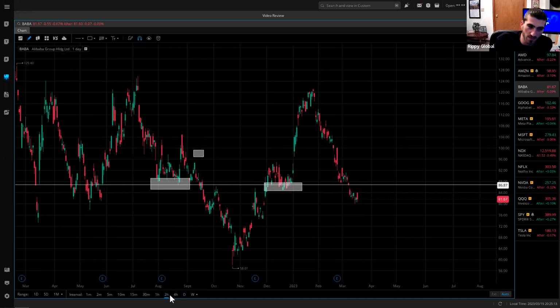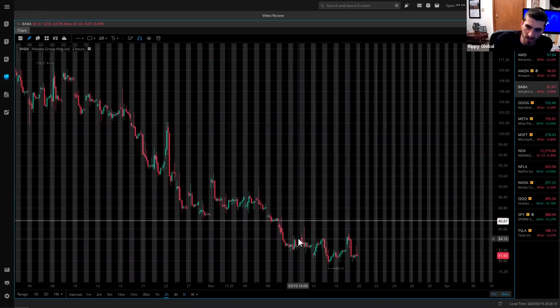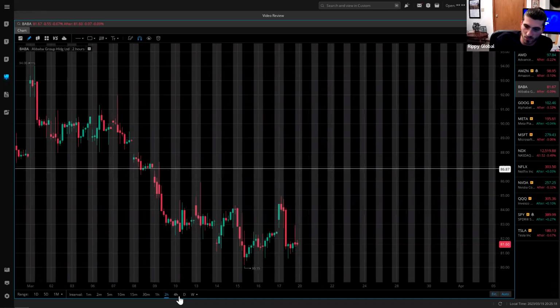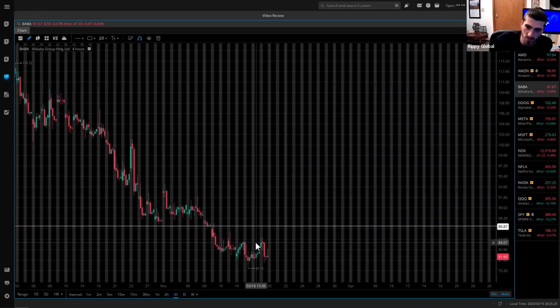So when I'm playing Baba at this point, I missed the initial breakdown. So I'm looking at where I can enter for the lowest risk on puts, but also for the lowest risk on calls if I want to play either side.